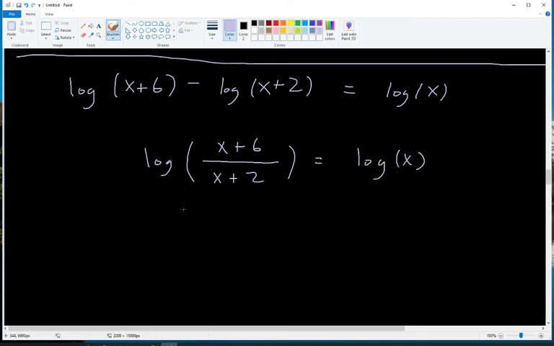Now these are both common logs, so we're going to raise both sides to exponential base 10. And a nice thing happens here: since they're both common logs, when you raise them both to exponential base 10, they both cancel. So we get x plus 6 over x plus 2 equals x. I'll multiply the x plus 2 on up.